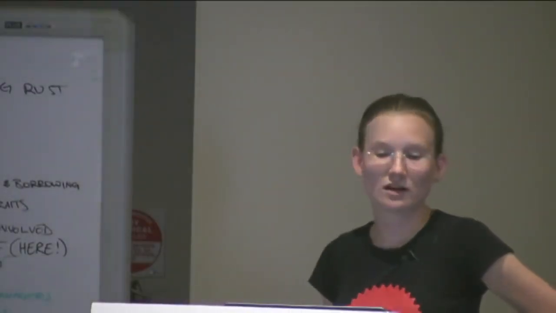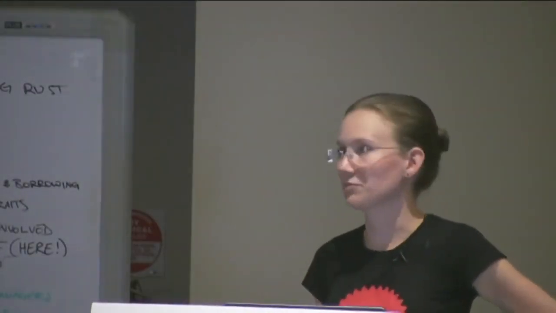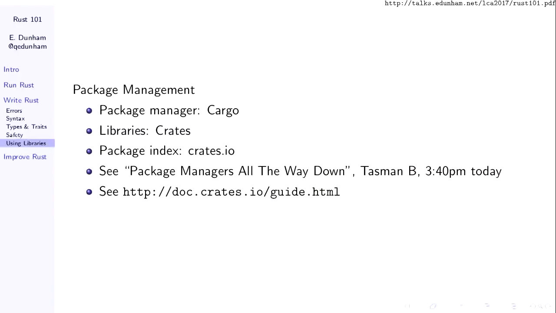And let's talk about that library stuff that I promised you. So the package manager for Rust is named cargo, and the libraries are named crates. The package index lives on the web at crates.io.